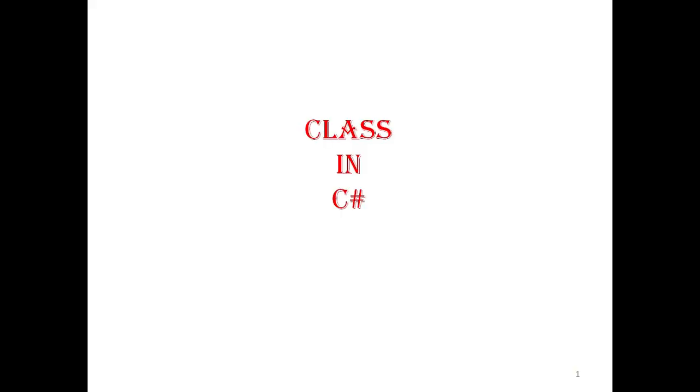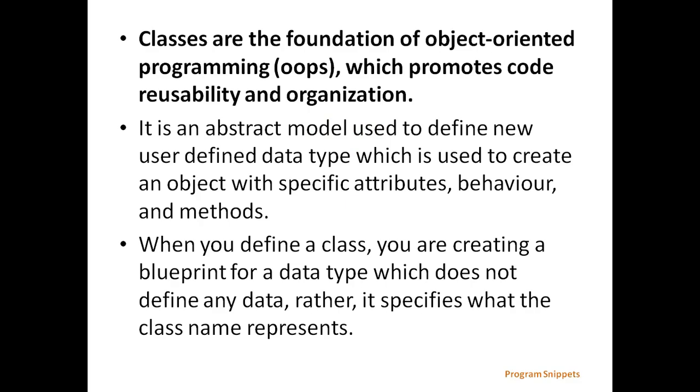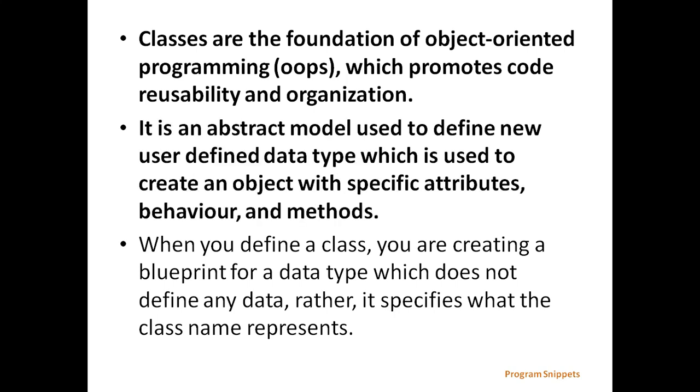Here we will see class in C#. Classes are the foundation of object-oriented programming which promotes code reusability and organization. It is an abstract model that is used to define a new user-defined data type which is used to create an object with specific attributes, behavior and methods.